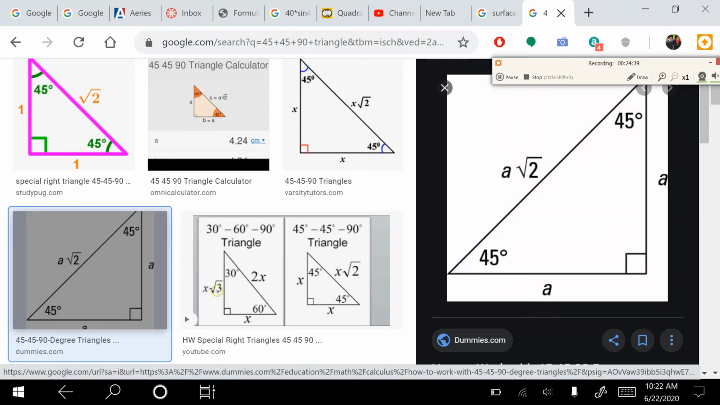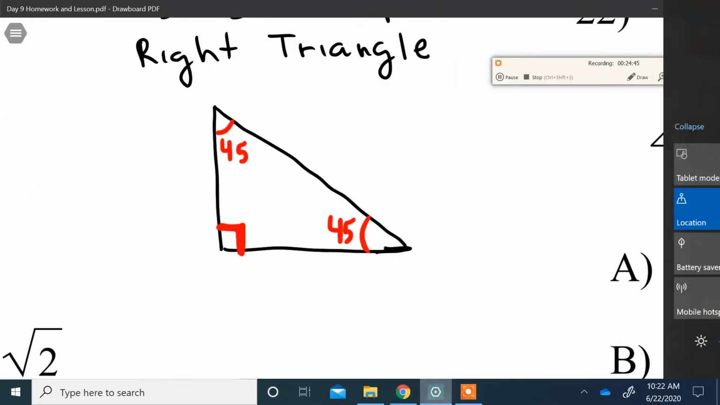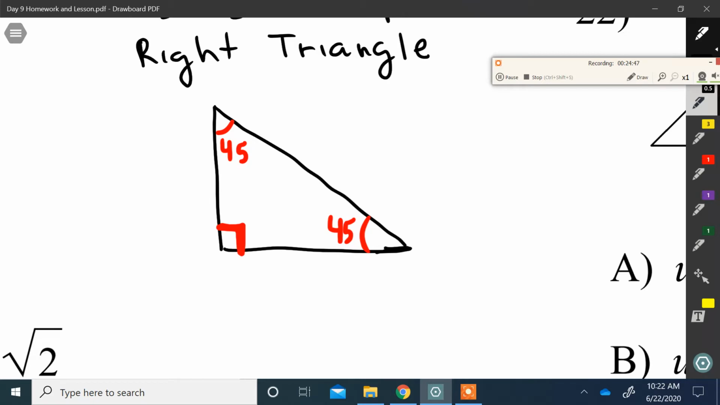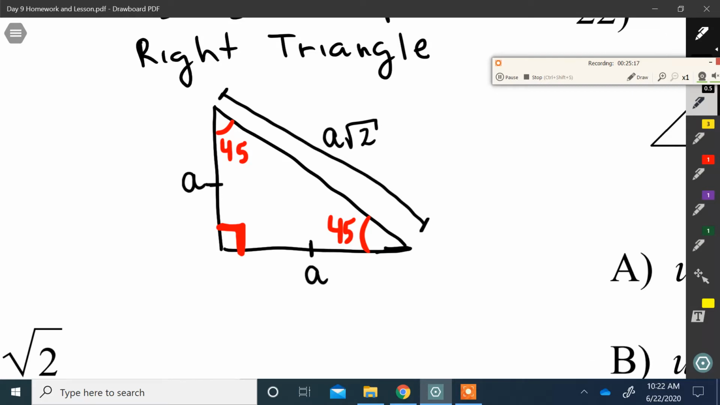So I like to use this one right here. So let me explain what this is. Let me go back to what I had before, to this right here. If this is A, because it's a 45 and a 45, that means that this and this are congruent. So if this is A and that's A, then this side right here, which we call the hypotenuse, is A times the square root of 2.